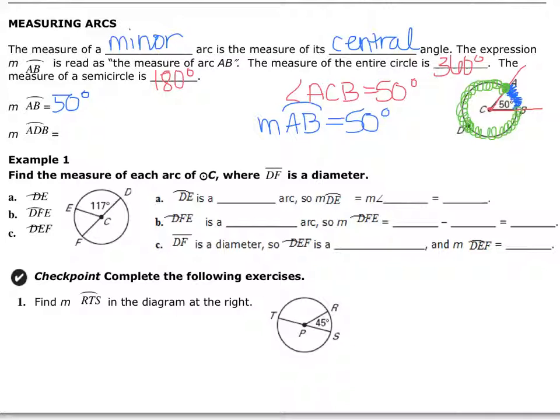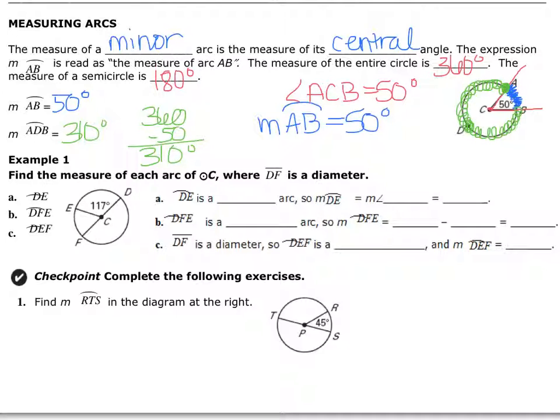So it's asking how big is that arc? Well, the whole entire circle, remember, is 360 degrees, and the minor arc we're going to take away is 50, so what's left is 310 degrees for the measure of arc ADB. So let's look at example 1.